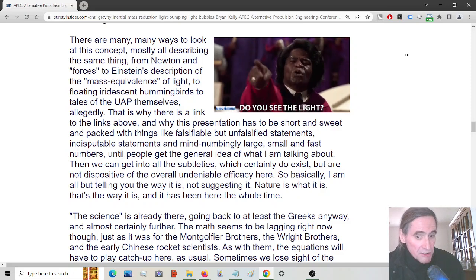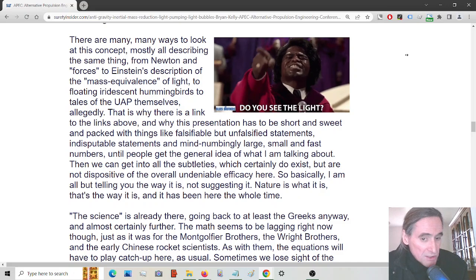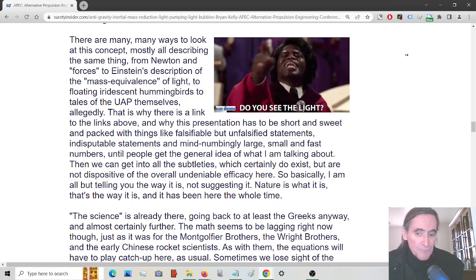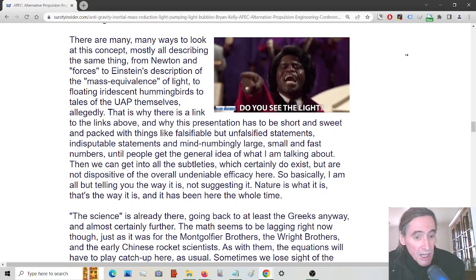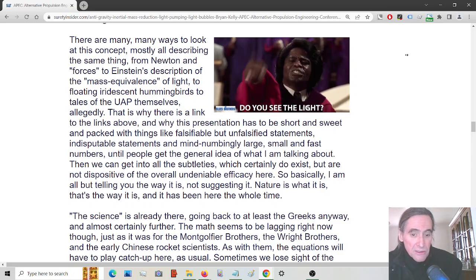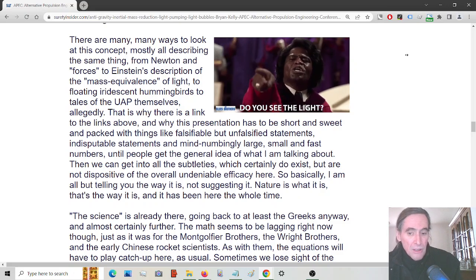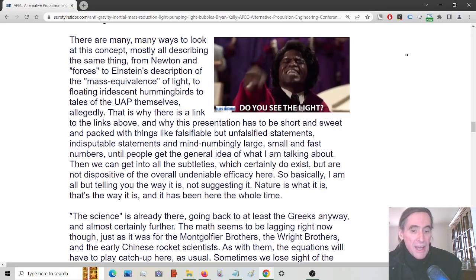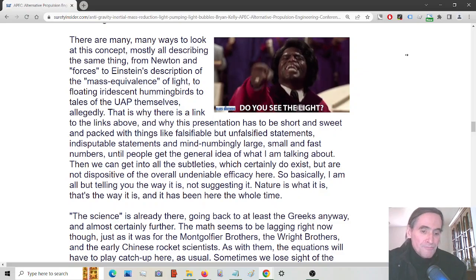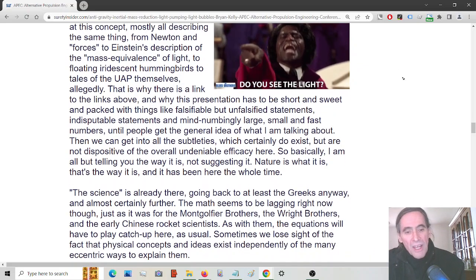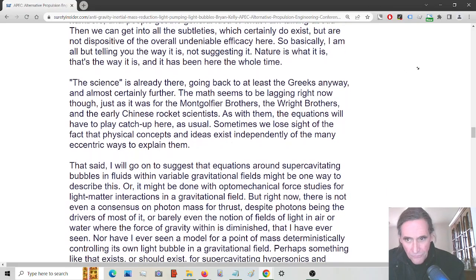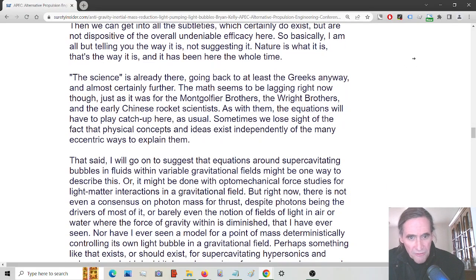Then we can get into all the subtleties, which certainly do exist, but are not dispositive of the overall undeniable efficacy here. So basically, I am all but telling you the way it is, not suggesting it. Nature is what it is, that's the way it is, and it has been here the whole time. The science is already there, going back to at least the Greeks anyway, and almost certainly further.